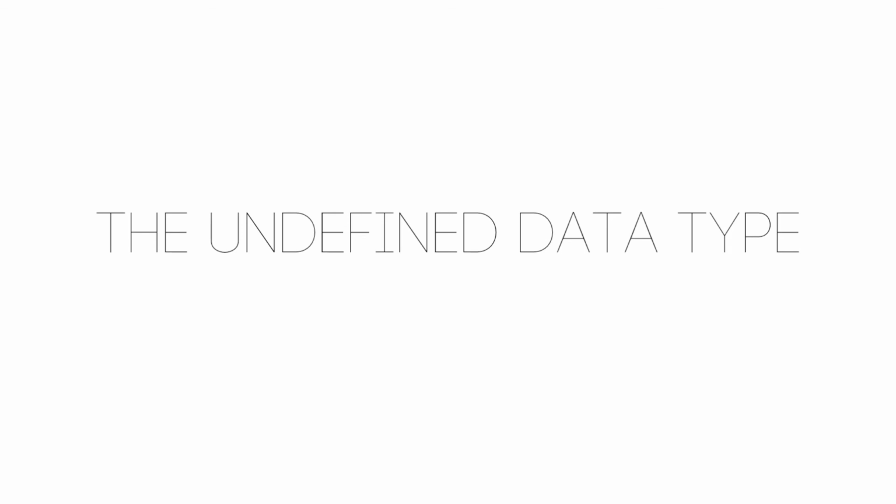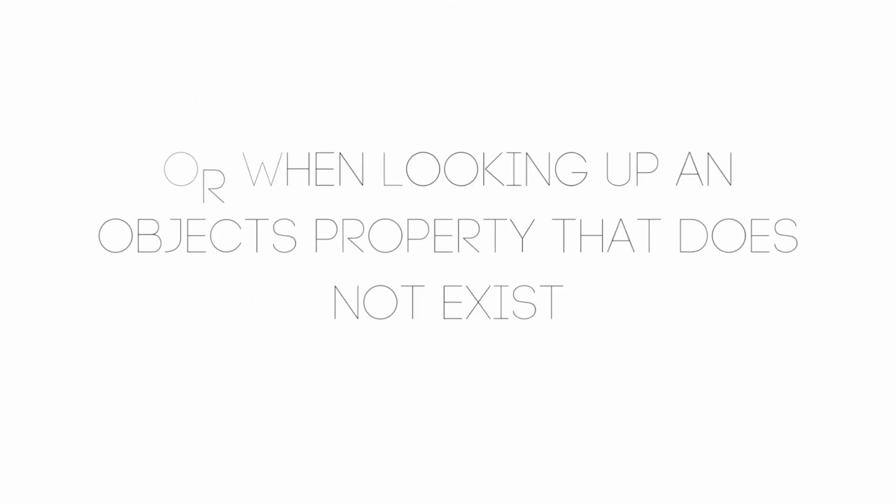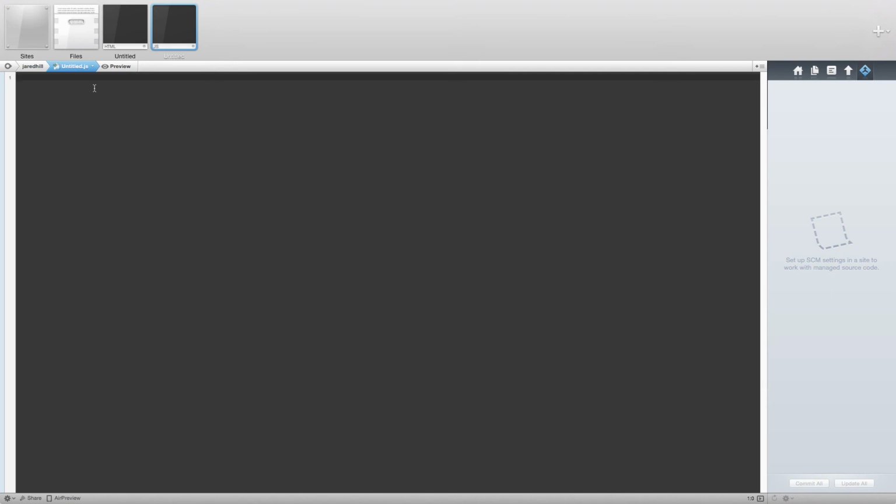Now let's take a look at the undefined data type. The undefined data type occurs when creating a variable that is not set to a value, or when looking up an object's property that does not exist. Let's create a quick example of this by creating a variable x and not setting it to a value. The x variable will have a data type of undefined because it has not been set, but we can change the data type by setting the variable x to a value at any time. For example, let's now say that x is equal to null. Now x has the data type of null rather than undefined. It is important to note that undefined and null are not equivalent, and that null is not equal to 0, like in some other languages.